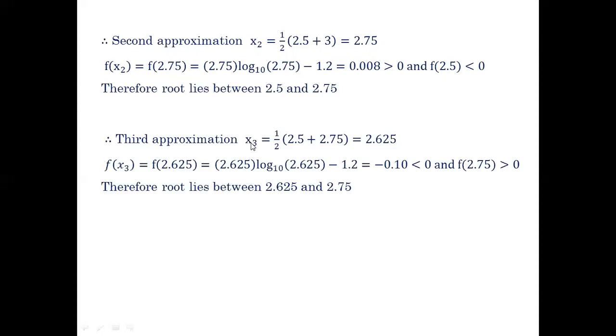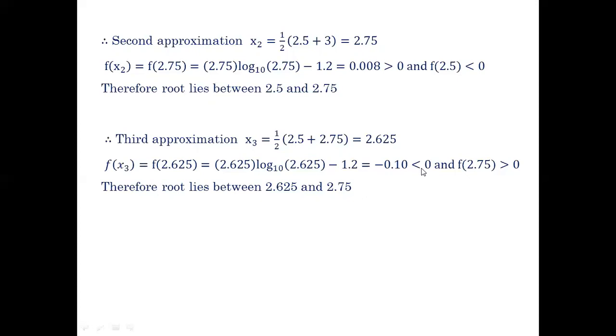Therefore, the third approximation x3 is equal to 1 by 2 into 2.5 plus 2.75, the sum divided by 2, which is equal to 2.625. Therefore, find out f of x3. x3 is 2.625. Replace in f of x equals x log x minus 1.2, x by 2.625, that is 2.625 log 2.625 minus 1.2, which is equal to minus 0.10, less than 0.